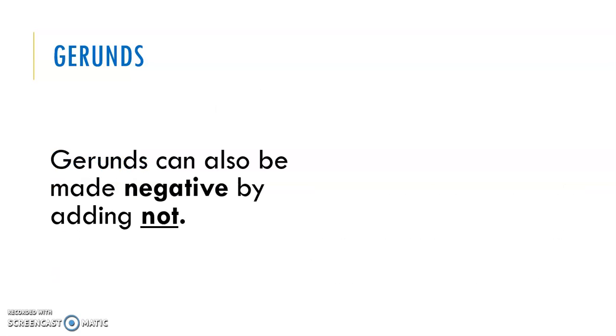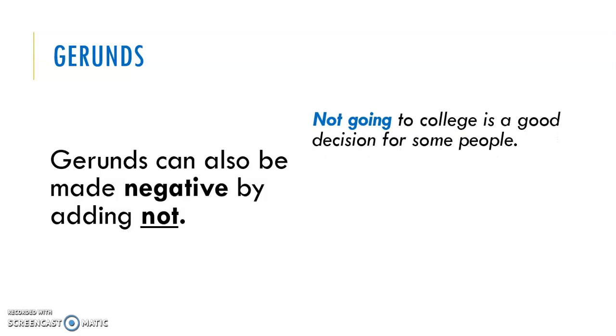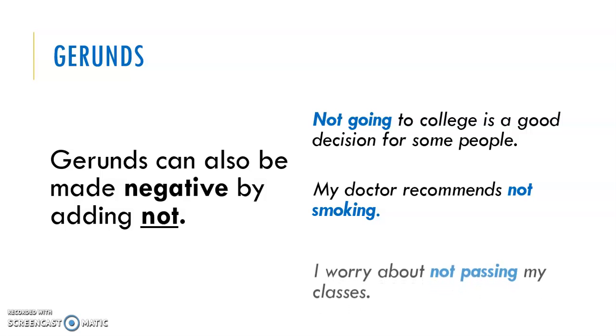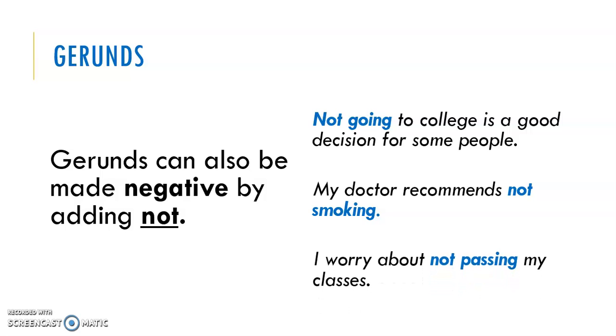But a few more things to keep in mind. Keep in mind, for one, that gerunds can also be made negative simply by adding the word not. So I could say not going to college is a good decision for some people. So notice the subject there is not going to college and the verb is. Or my doctor recommends not smoking. Or I worry about not passing my classes.